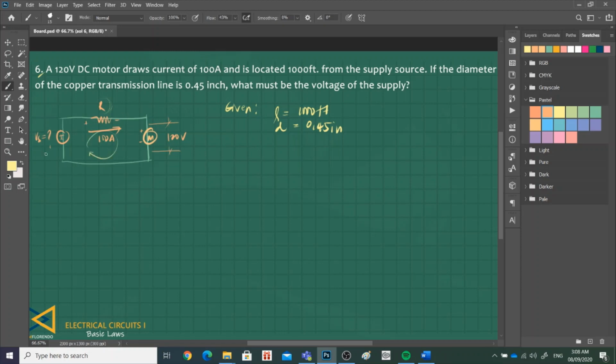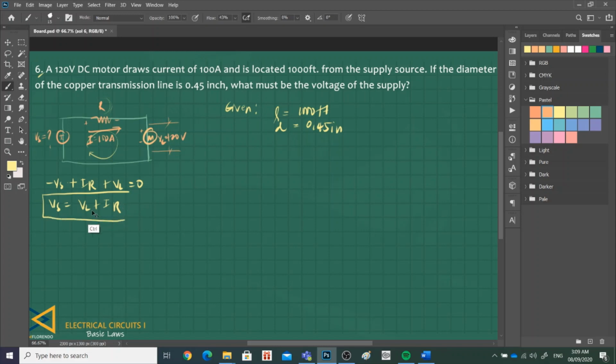Based from the figure, mag-Ohm's law lang tayo. Mag-loop lang tayo dyan. Negative V sub S plus I, yung current natin na mag-flow sa ating system, 100 ampere. Yung voltage drop across dun sa ating wire is 100 ampere times yung kanyang resistance, so plus IR. And then plus yung voltage ng motor natin, pangalanan na lang natin siyang V sub L, yung voltage drop across dun sa load natin, motor, equals 0. Kirchhoff's law lang to. So, ang required V sub S is V sub L plus IR. Ito yung magiging equation natin.